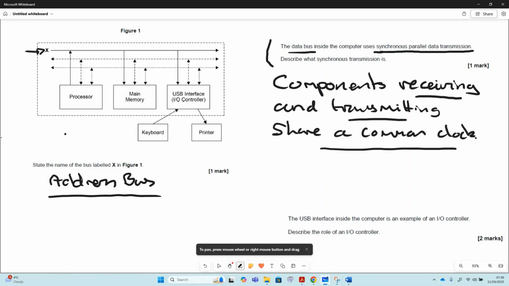So all that means is that the clock signal is sent alongside the data. So both components are permanently synchronized. So this is not like asynchronous communication where the clock is woken up and then synchronized for a short period of time. So they're synchronized all the time. This is a common mistake when people answer a question like this, is they think about asynchronous and not synchronous communication.